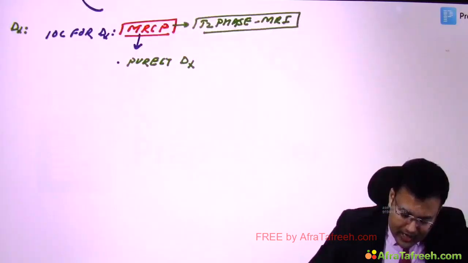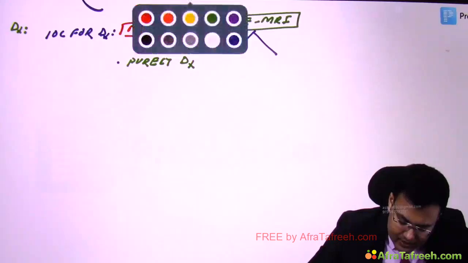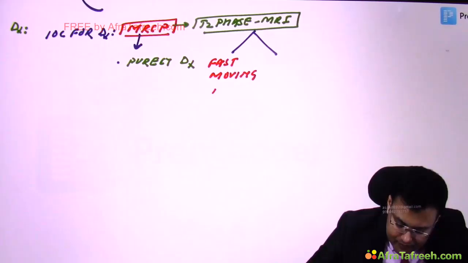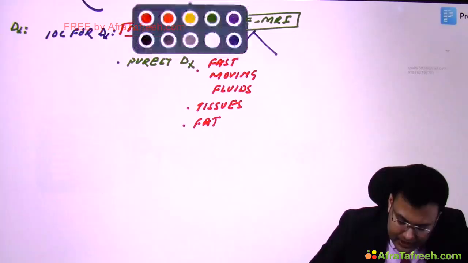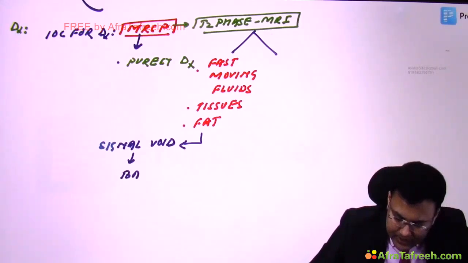And since bile and pancreatic juice have high signal intensity, they appear white. So on MRCP, in this T2 phase, fast moving fluids like blood, tissues, fat are signal void, meaning they have no signal, and that's why they appear black.